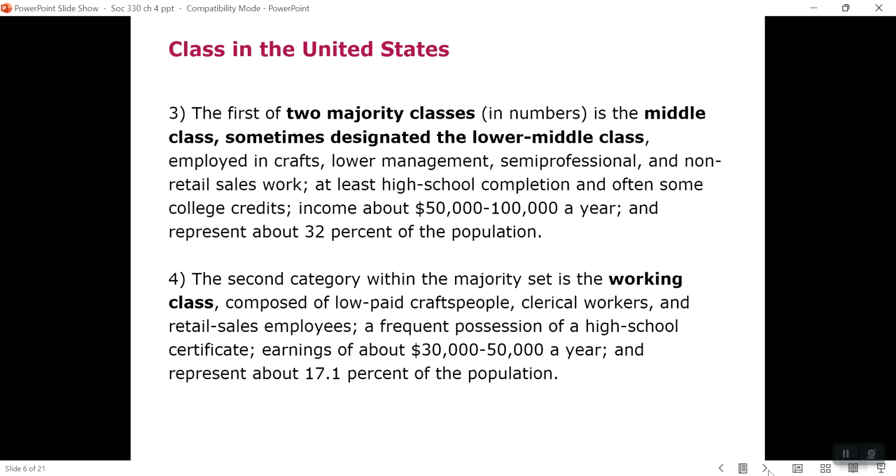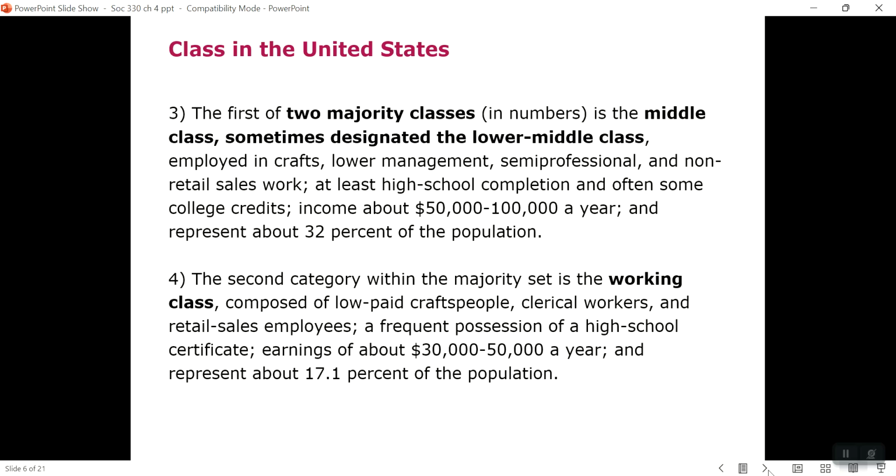These are people who have some college, typically, maybe an AA or maybe even a bachelor's degree. They might be engaged in lower management. They're semi-professional, people who perhaps are physician's assistants or physical therapists, etc. They generally have completed high school.